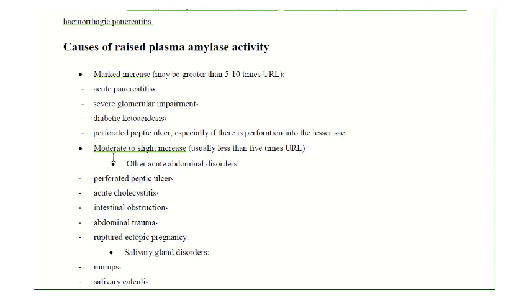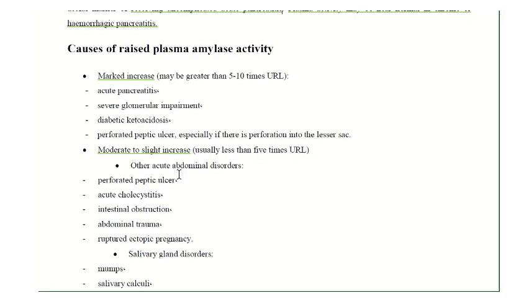وأكو moderate to slight increase usually less than 5 times URL يصير في حالات other acute abdominal disorders مثلا perforated peptic ulcer, acute cholecystitis, intestinal obstruction, abdominal trauma و ruptured ectopic pregnancy.